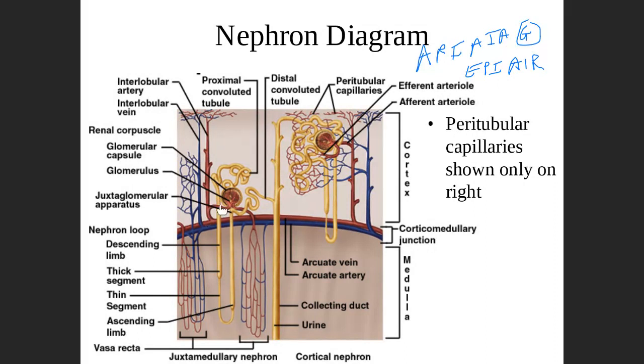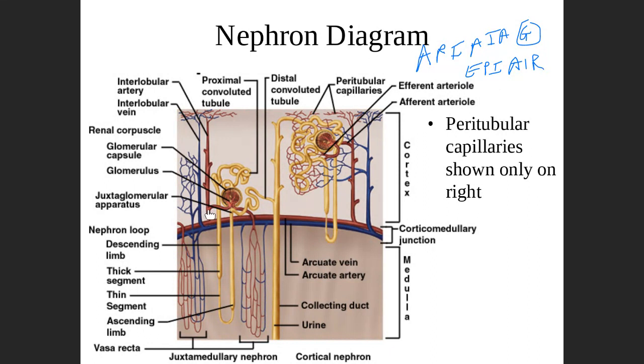And you can see here's the afferent arteriole, right? Interlobular, afferent arteriole into the glomerulus, out into the efferent arteriole. In this case, here's efferent arteriole into peritubular capillary. That's what that is. Coming back out is interlobular vein, arcuate vein, interlobar vein, and renal vein.